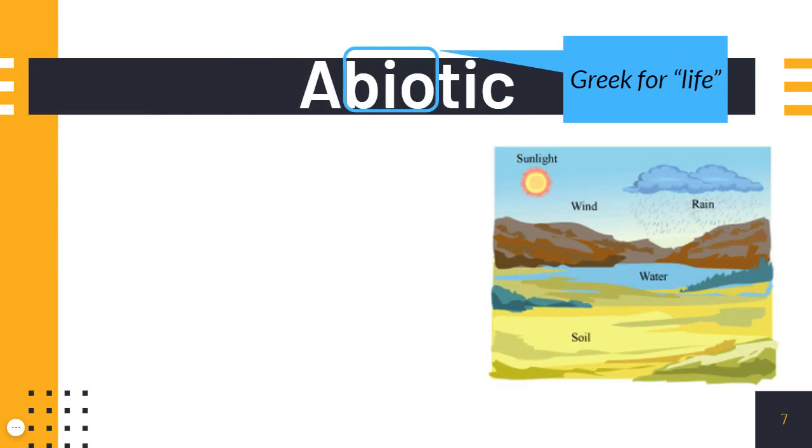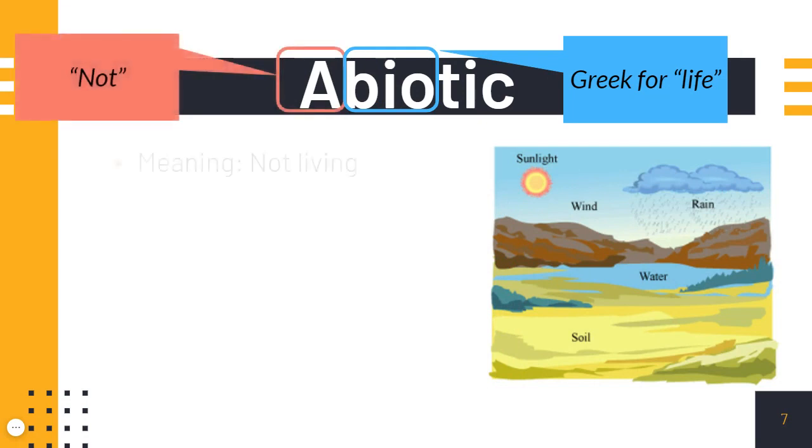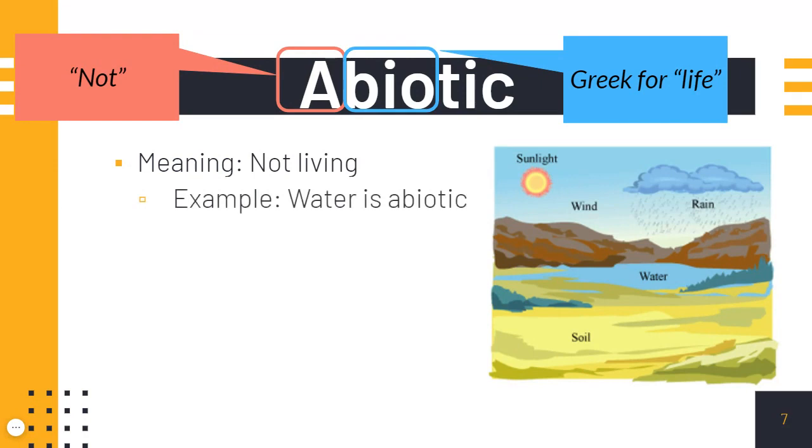Abiotic. Again, bio meaning life, but abiotic means not. So the meaning is not living. Examples are water, wind, sun, rain, soil. So in your notebooks, write down abiotic, meaning not living, and then make a picture, but maybe not of wind. Okay.